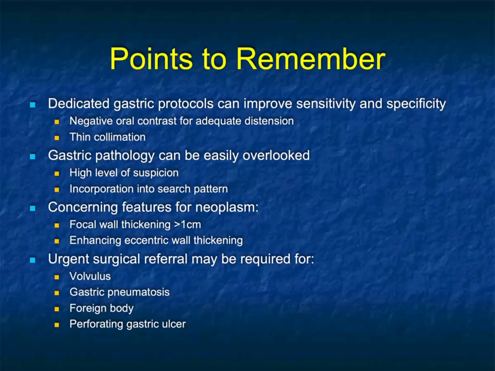Endoscopy may be necessary. And again, there are a number of things where there's surgical emergencies: volvulus, gastric pneumatosis, foreign body, and perforated gastric ulcer. So with that, we've gone through a bunch of cases. I hope you find them helpful. And all I can say now is thank you for paying attention, and see you next time.